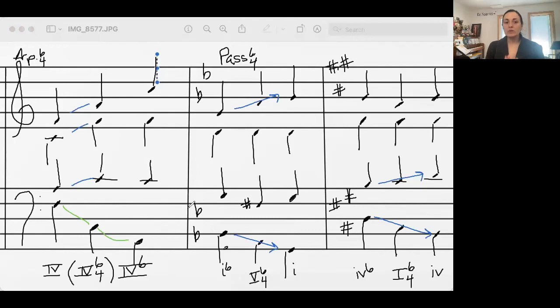And just remember the number one rule when it comes to writing 6/4 chords is that you always double the fifth. That is always the bass again of that chord. And then your voicing should fall into place from there.